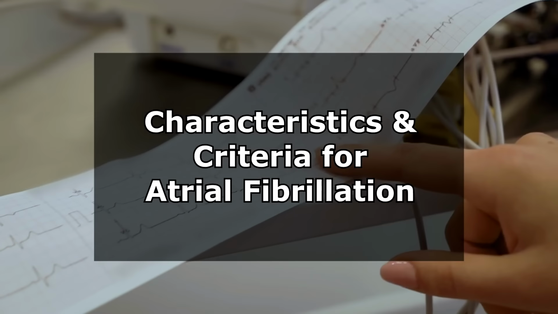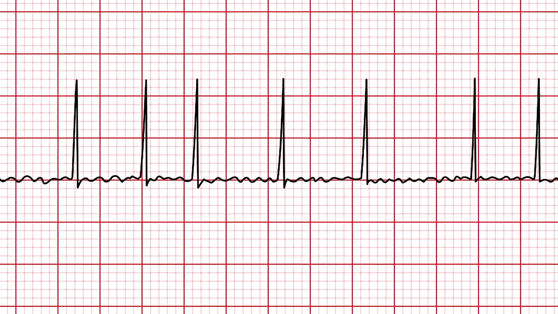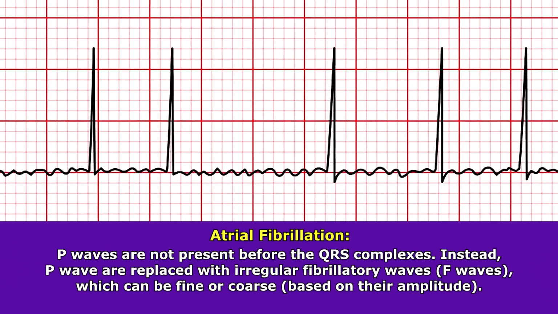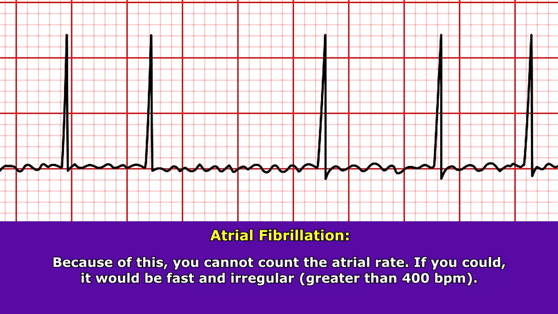Now, how can you tell that your patient is in AFib? Well, let's look at the criteria and characteristics for this rhythm. When you look at the ECG waveform, you're going to see that P waves are not present before the QRS complexes. Instead, the P waves are replaced with these irregular fibrillatory waves, which we call F waves, and they can be either described as being fine or coarse depending on their amplitude. Now, because of this, you can't count the atrial rate, but if you could, the atrial rate would be really fast and irregular. It would be greater than 400 beats per minute.